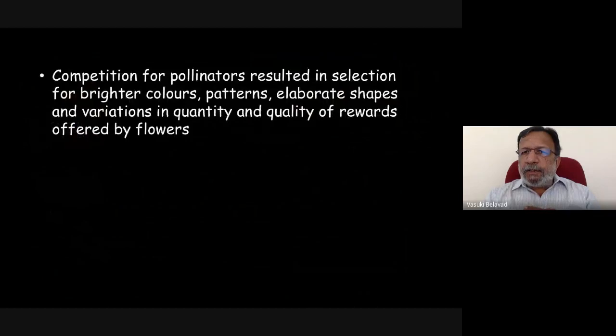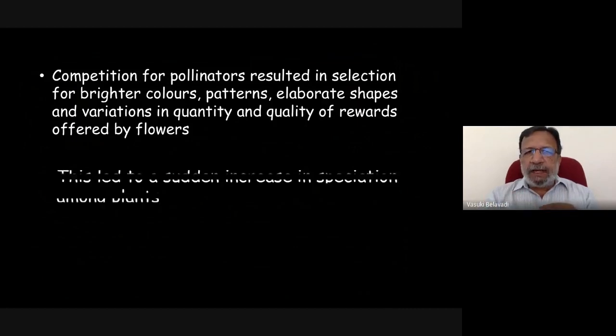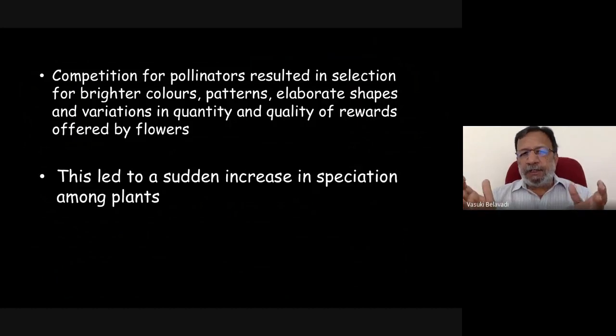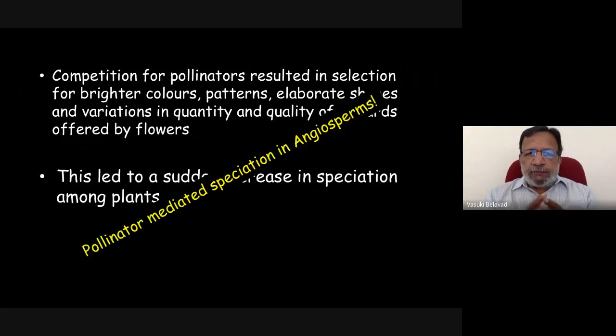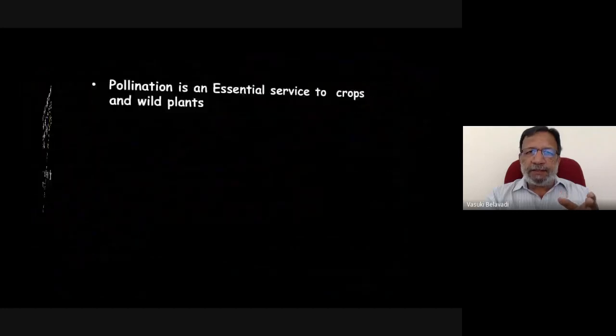Now, competition for pollinators, in fact, resulted in selection for brighter colors, patterns, elaborate shapes, and variations in quantity and quality of rewards offered by the flowers. So this is a competition that was induced by the pollinators among the plant populations. And this actually led to a sudden increase in speciation among plants when they started adapting to these kinds of competition. Now, this is what is referred to as pollinator-mediated speciation in angiosperms. Today, if we go out and see hundreds and thousands of species of plants with various colors, shapes, and sizes of flowers, it is probably because of the pollinator-mediated selection.